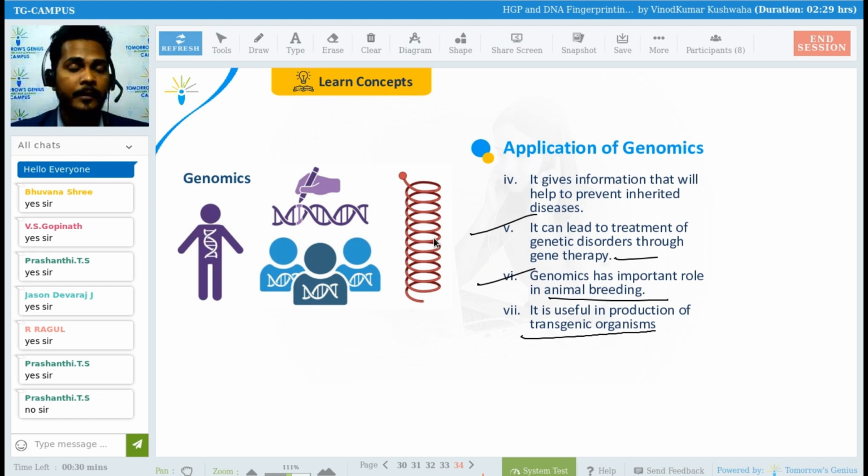So this is all for today's session, which started with the Human Genome Project, DNA fingerprinting and genomics. Does anyone have a doubt in these three concepts? Because these three concepts are the last concepts of this chapter. If you have a doubt on this, you can ask me. Otherwise we can all move on to the question answer session. Yes, any doubt?